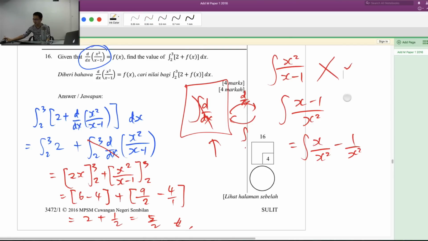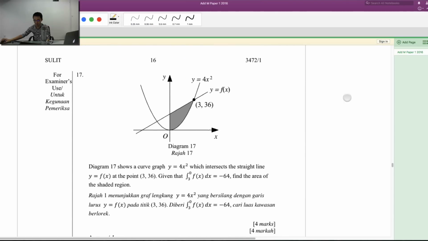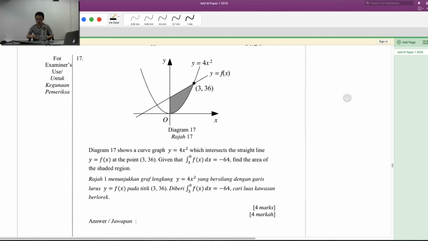Right? So let's move on to 17. Alright, in 17, the diagram actually shows a curve graph, y equals 4x squared, which intersects the straight line y equals f(x) at the point 3, 36, given that 3, 0, f(x) equals to this one. Find the area of the shaded region.